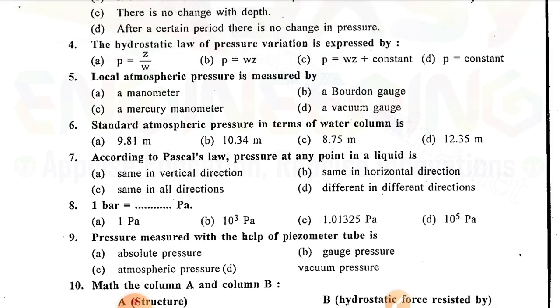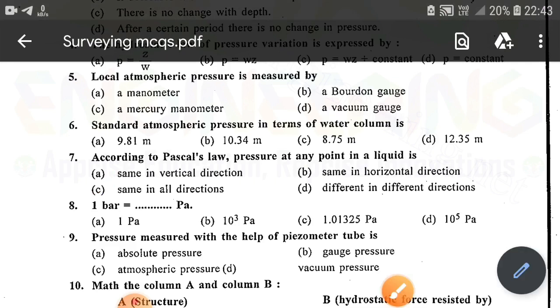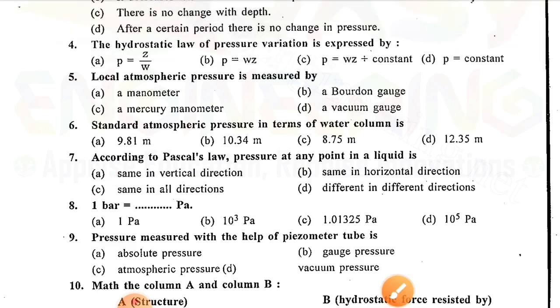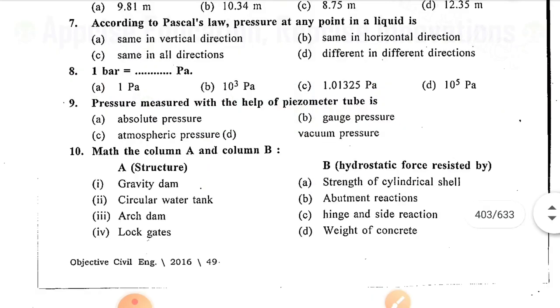Question number 7, according to Pascal's law, pressure at any point in a liquid is, option C is correct, same in all directions. Question number 8, 1 bar is equal to how many Pascal? Option D is correct, 10 to the power of 5 pascals. Question number 9, pressure measured with the help of piezometer tube is, option B is correct, gauge pressure.